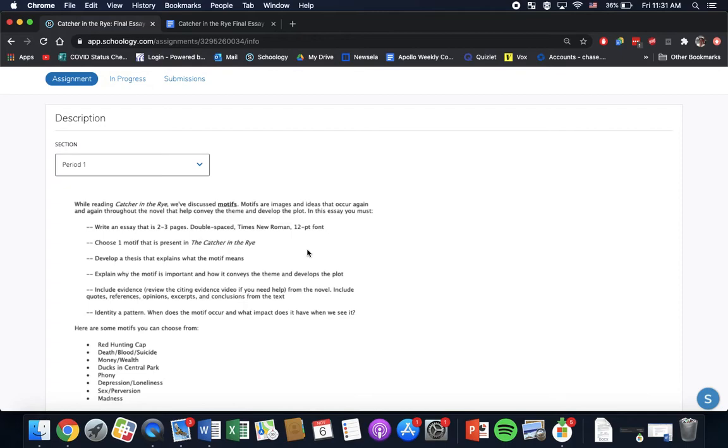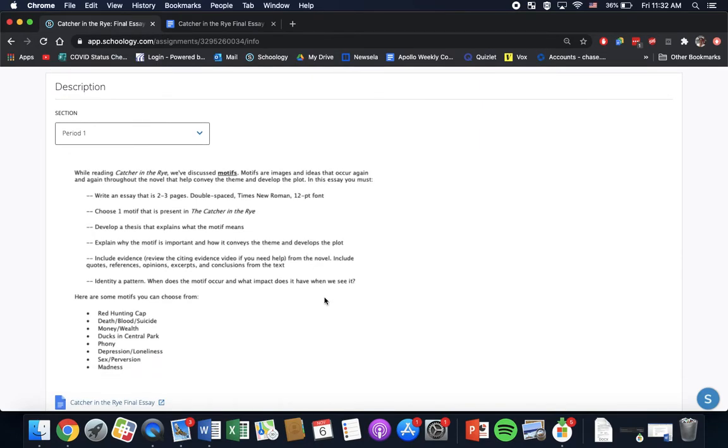For example, if you think the red hunting cap is a symbol for Holden's love of Jane Gallagher, you need to write that and prove it with evidence. If you think the red hunting cap is a symbol for Holden's hatred of nationalism, then you need to find evidence of that in the text. However you do this, we want you to explain what that motif means and why it's important. And we want you to find evidence from the text.